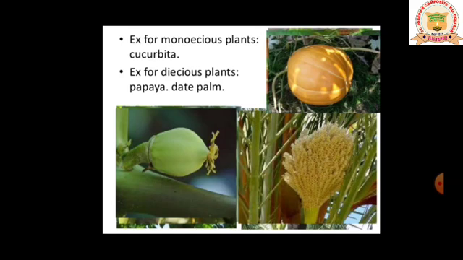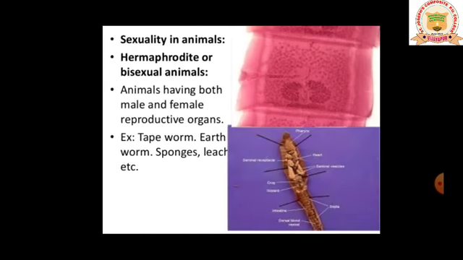I hope it is clear to you. Now, for the dioecious, we can give an example for the plant papaya or date palm. Date palm and papaya are the examples for dioecious, means they contain either male or female part in them.